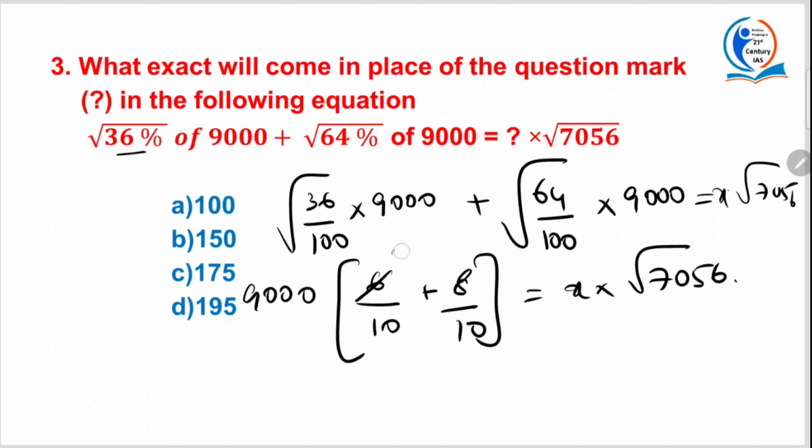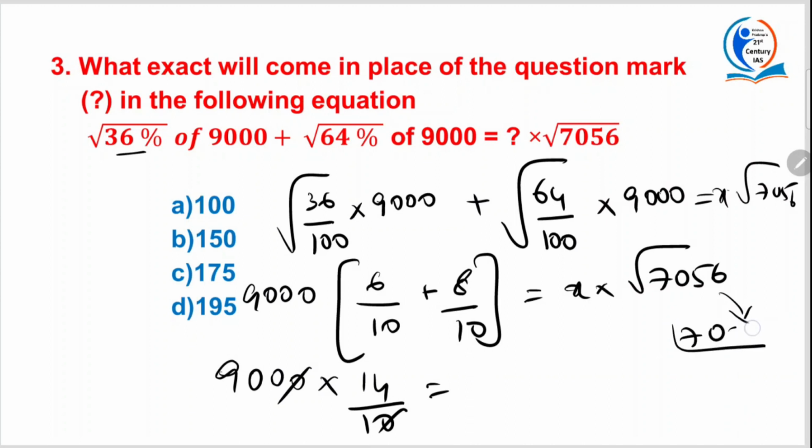Clear? Now, see, one way is the 3s and the 5s are cancelling that way. If you don't want to do it like that, an easier way is 9000 into 6 plus 8 is 14 by 10. This and this will get cancelled, equal to x into root over 7056. Now what is the square root of 7056? We have to do factorization. There's no other way. So 7056.